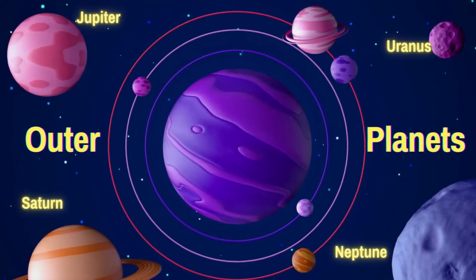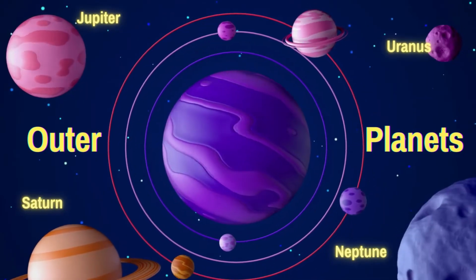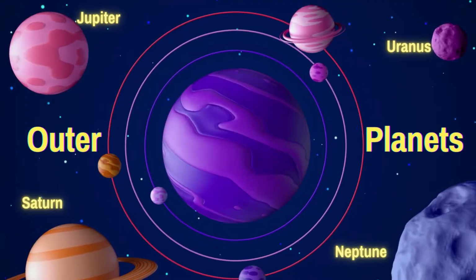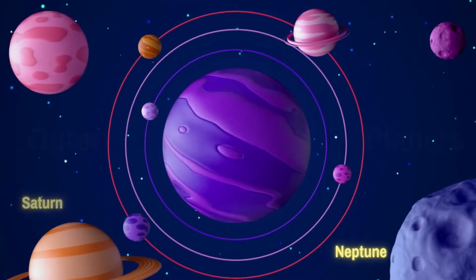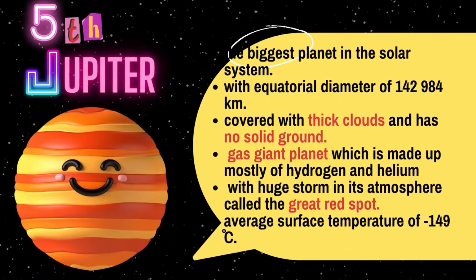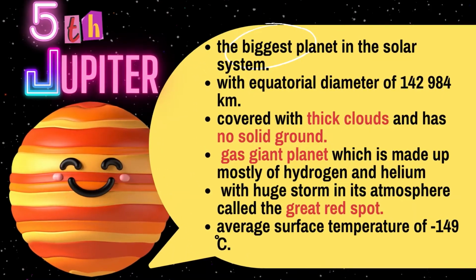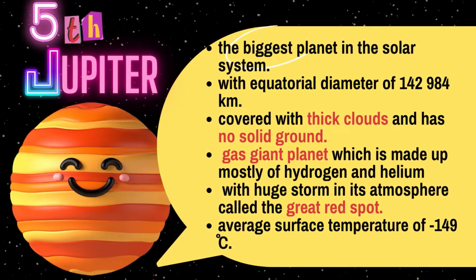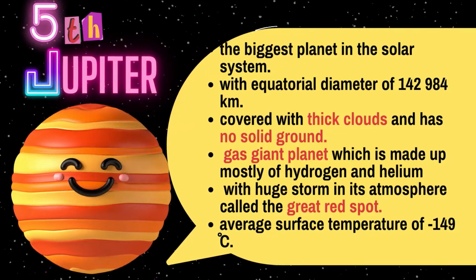We have Jupiter, Saturn, Uranus, and Neptune. They are called the gas giants. Now, the fifth one is Jupiter. Jupiter is the biggest planet in the solar system with an average distance of 774 million kilometers, with an equatorial diameter of 142,984 kilometers. It is covered with thick clouds and has no solid ground.